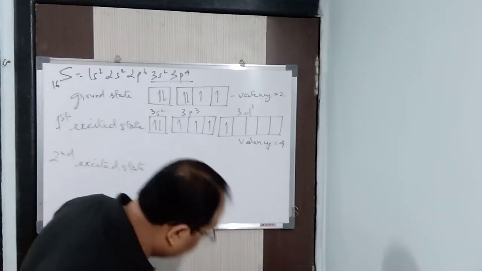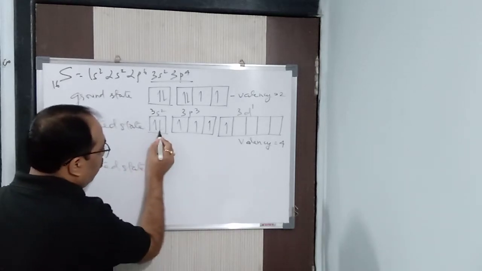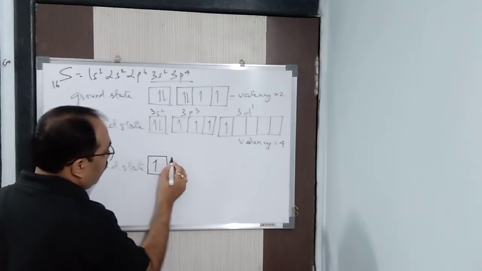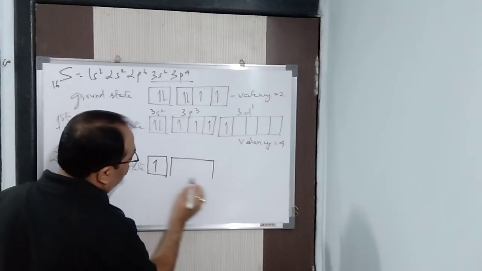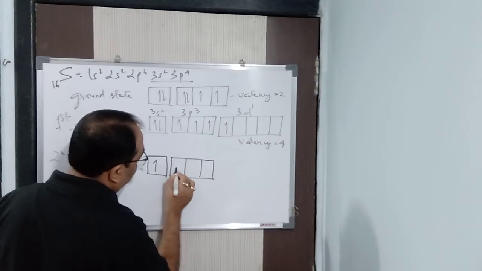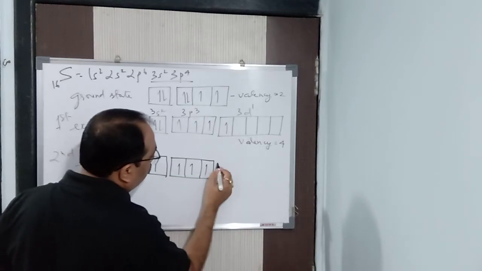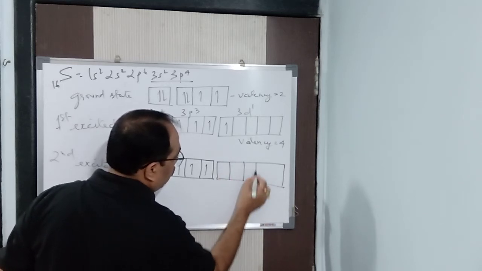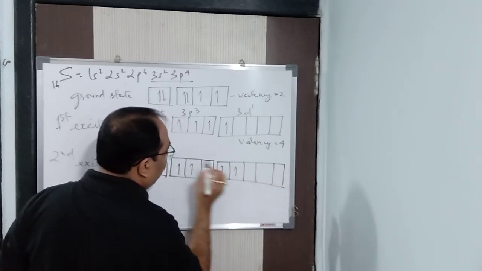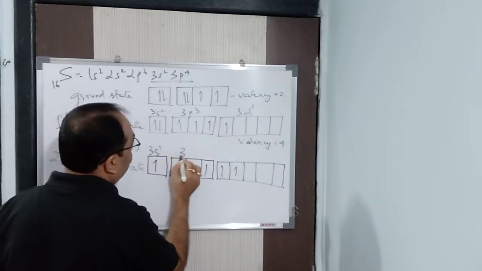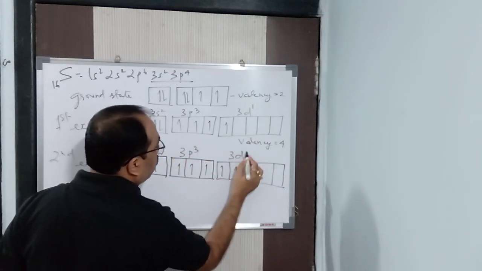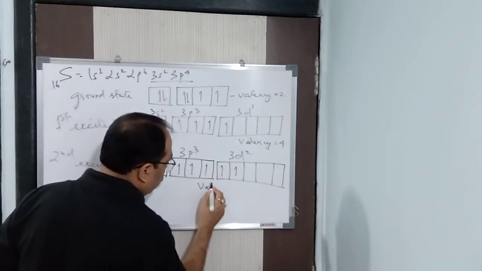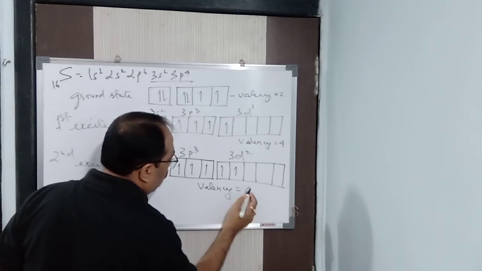Alright, now in the second excited state, what you find is that 1 electron from the s subshell, now p subshell all are unpaired, so 1 electron from the s subshell will jump to the nearest, it will jump to p and from p it will go to d. Alright, so in this way we got 3s1, 3p3 and 3d2. So how many unpaired? 1, 2, 3, 4, 5, 6. So its covalency is 6.